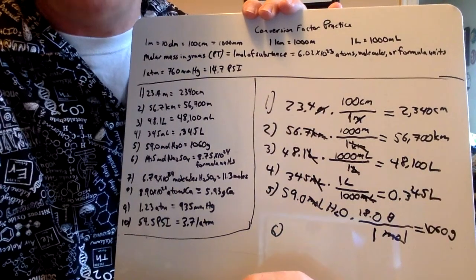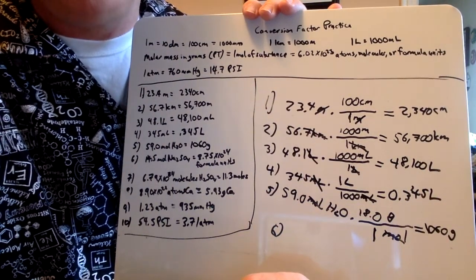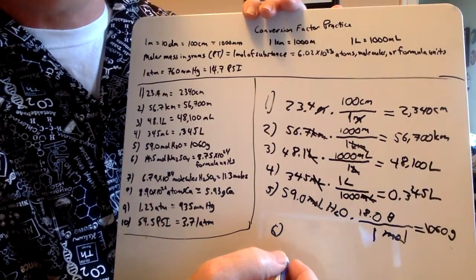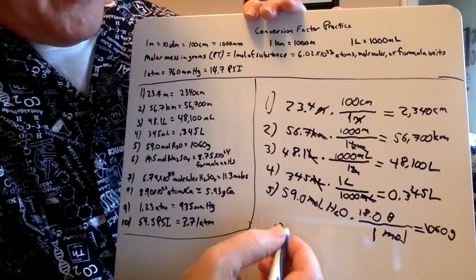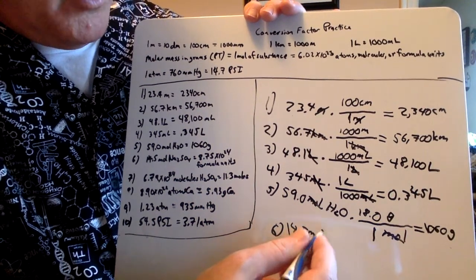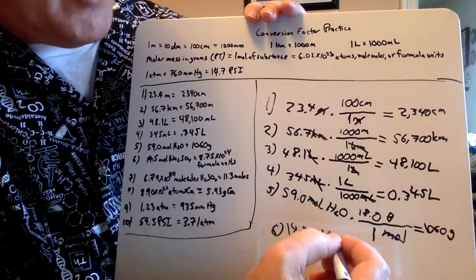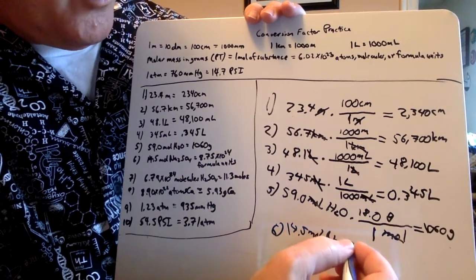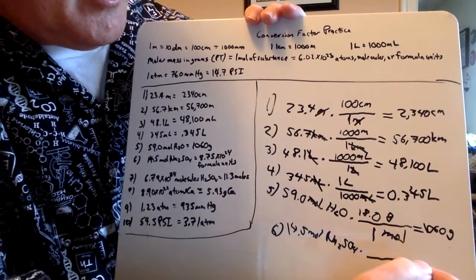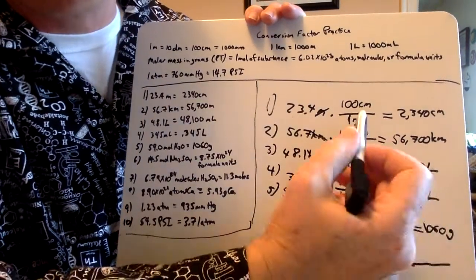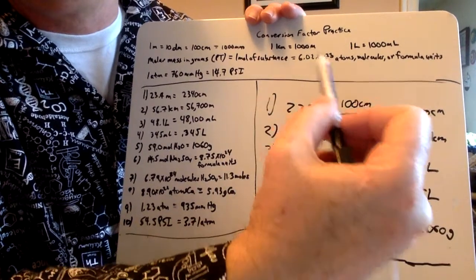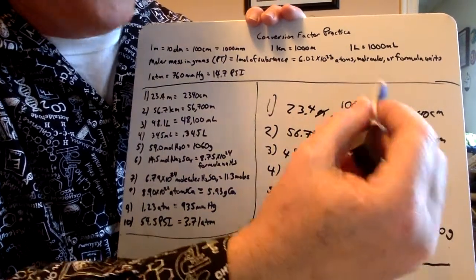Okay, number 6. We're changing 14.5 moles of Na2SO4 to formula units. So 14.5 mole, and this is Na2SO4. It wouldn't really matter on this problem what the chemical is because the relationship is that 6.02 times 10 to the 23rd formula units equals 1 mole.